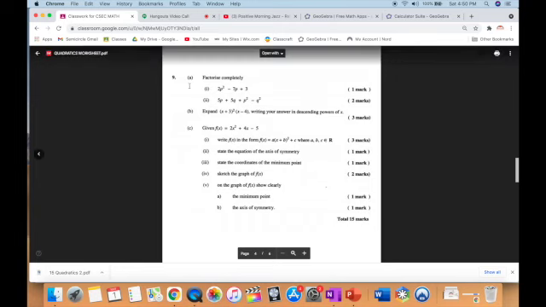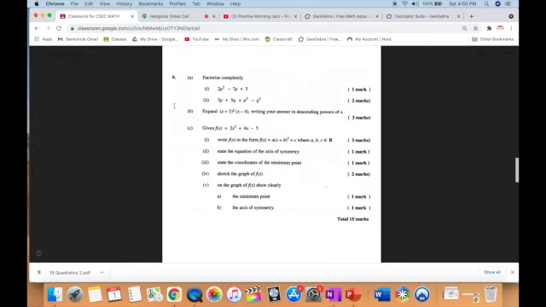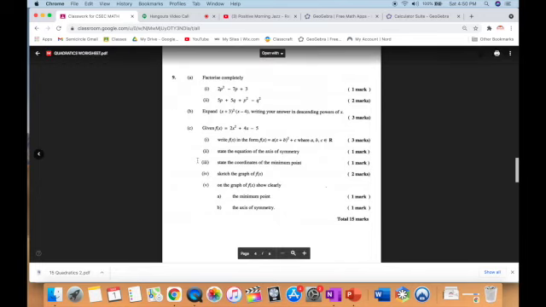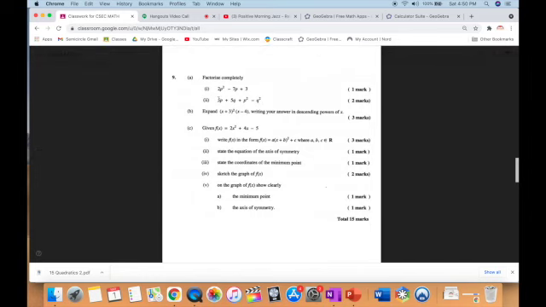This here is a number 9, so this is way down in the paper. So this is one of the harder questions. You can see here we have a simple quadratic to factorize, and then we have a not so simple one to factorize. You have to expand. So this is more of a distributive law question, to expand this equation.